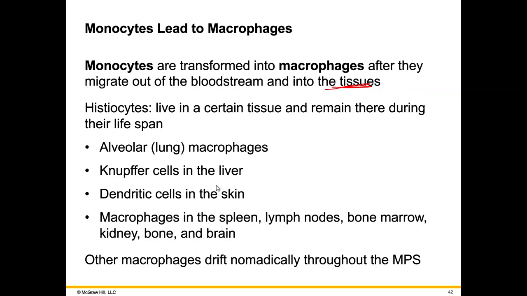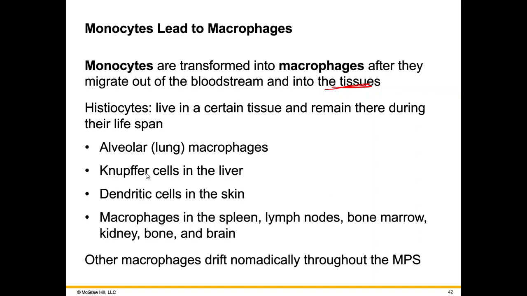So, for example, we can have alveolar macrophages, and those are found in the lungs. We have our Kupffer cells. These are macrophages in the liver. Dendritic cells are macrophages in the skin. There's macrophages that can be spread throughout other places too, like the spleen, lymph nodes, bone marrow, kidneys, the bone itself, and the brain. But we don't need to necessarily know any further naming systems.